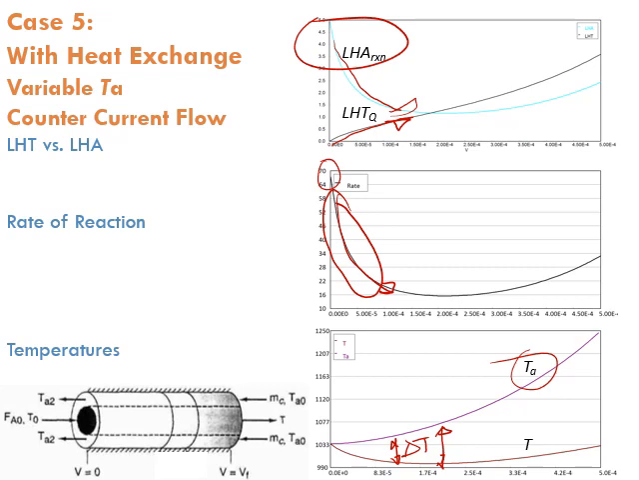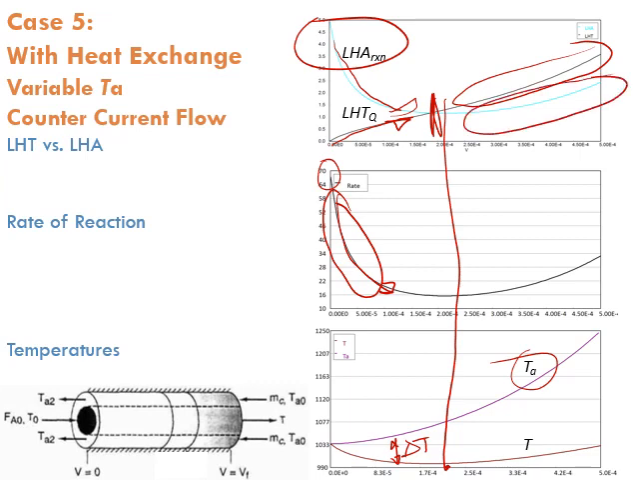Because as we go down the length of the reactor, you have a higher value of Ta, until they are equal. So here the temperature will stop dropping. Do you see? Here, the temperature will stop dropping. After this point, the localized heat transferred to the reactor is more than the localized heat absorbed by the reaction.